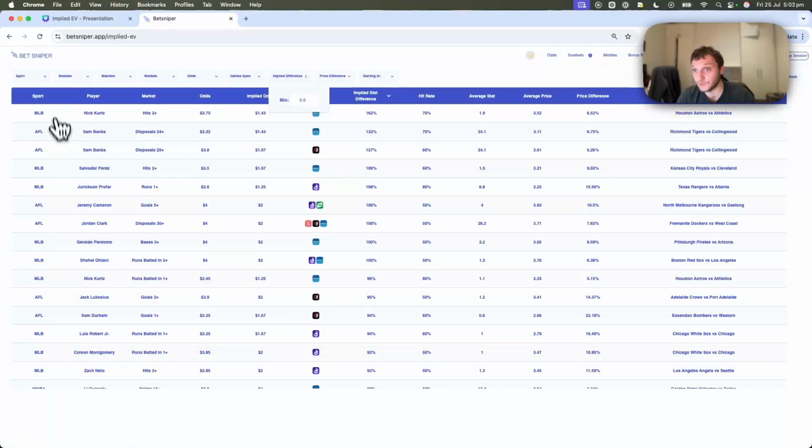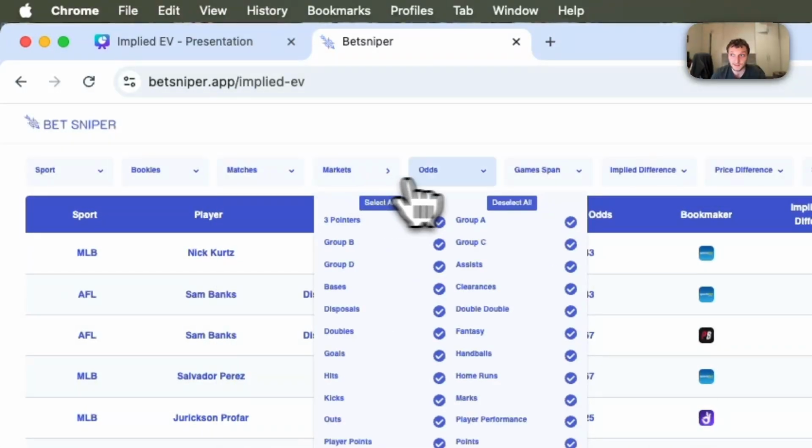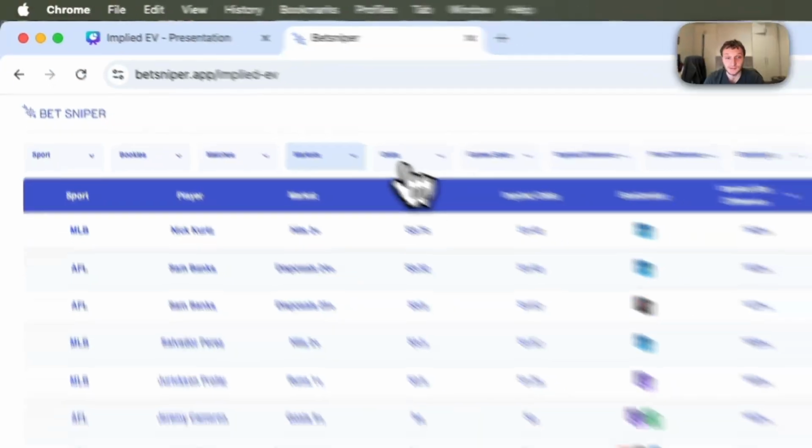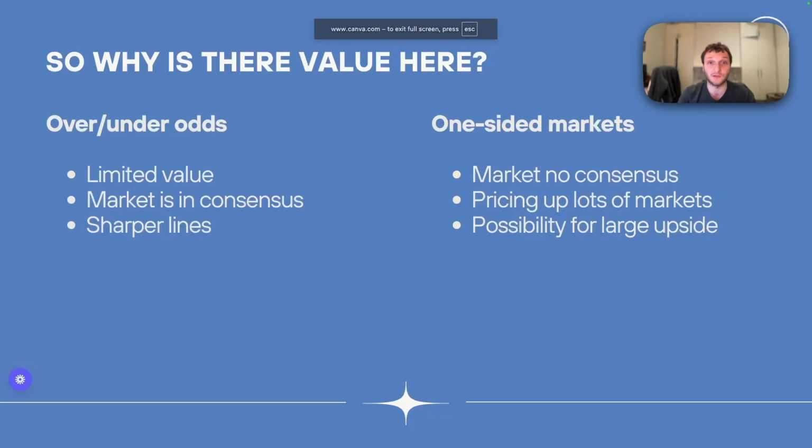Additionally, you're also able to filter by sport, by bookies, by match, by market, and by odds. My personal preference and recommendation is that you just filter the page by a singular sport or for a singular match, because otherwise it's too much information going on at once, and that way you can really focus your energy.